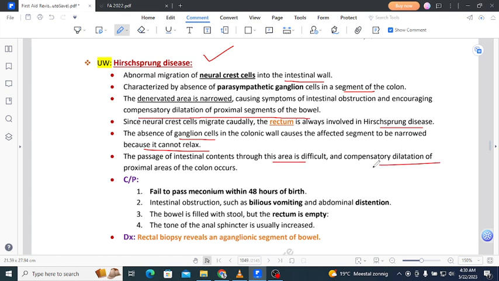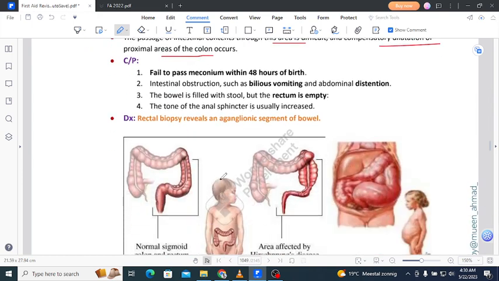A compensatory dilation of the proximal area of the colon occurs. The clinical presentation is failure to pass meconium within 48 hours after birth. Like, if the child has not passed meconium within 48 hours after birth, think of Hirschsprung disease. There is intestinal obstruction, such as bilious vomiting and abdominal distension. The bowel is filled with stool, but the rectum is empty. The rectal vault will be empty when you do the digital rectal examination. There will be nothing in that, and the bowel will be filled with stool as depicted by the x-ray.